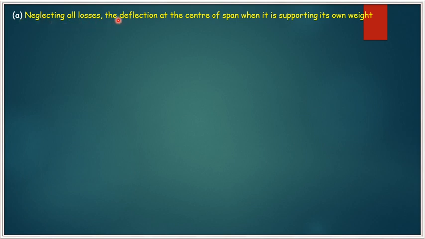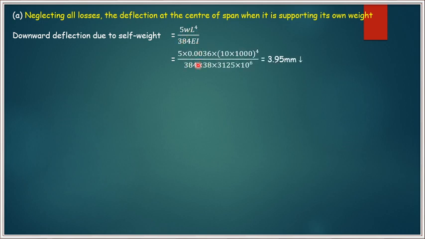Moving to the next part of the problem, A. Neglecting all losses, the deflection at the center of span when it is supporting its own weight we have to calculate. So downward deflection due to self weight is going to act, and we have calculated the self weight as W. So we know that when W is acting as UDL, this formula of deflection will apply: 5WL raised to 4 divided by 384 EI. Substituting the values as per the data, we have the downward deflection due to self weight as 3.95 mm acting in downward direction.